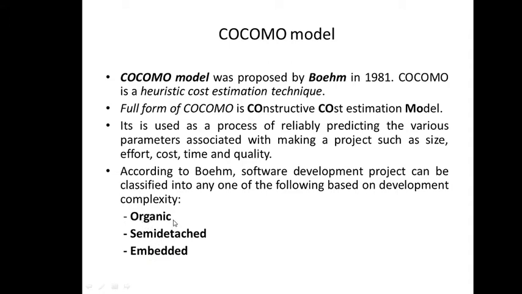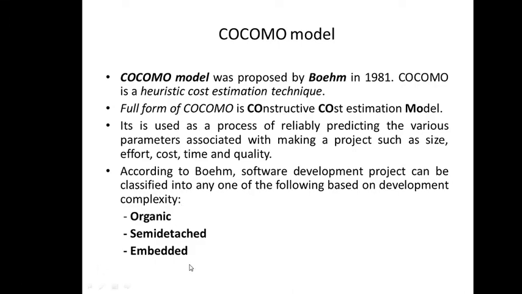The organic projects are the ones where we develop application software. That means the least complex one, the simple one. While semi-detached are the ones where we develop the utility software or programs, a bit more complex than the organic one, while embedded is the most complex one, where we normally develop the system software, right? So organic is application software, in semi-detached utility software is developed, and in embedded we develop the system software. So we are aware of these three categories, that is, the types of software are three: application software, utility software, and system software.